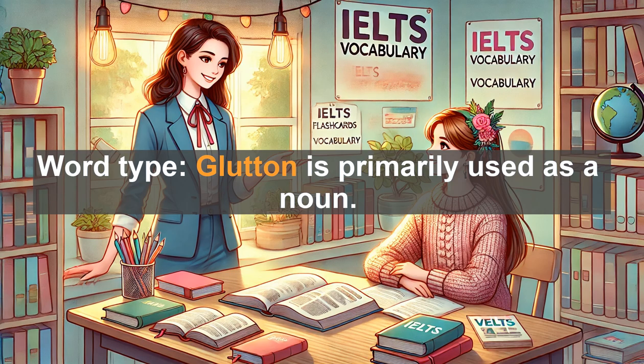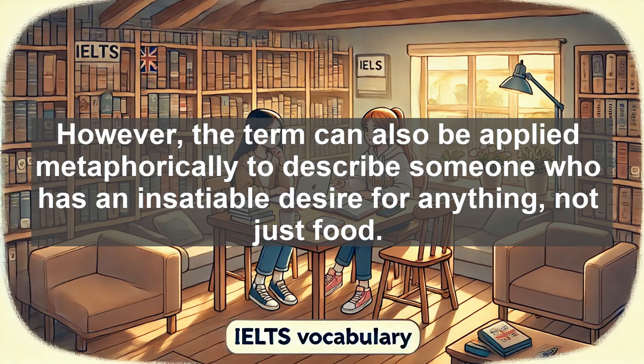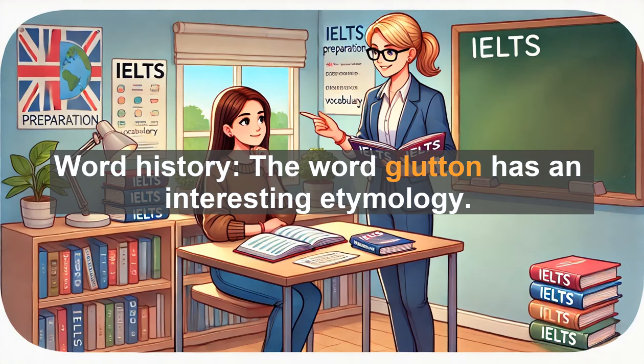Word type. Glutton is primarily used as a noun, meaning a person who eats excessively or is voraciously greedy for food. However, the term can also be applied metaphorically to describe someone who has an insatiable desire for anything, not just food. Word history. The word glutton has an interesting etymology.